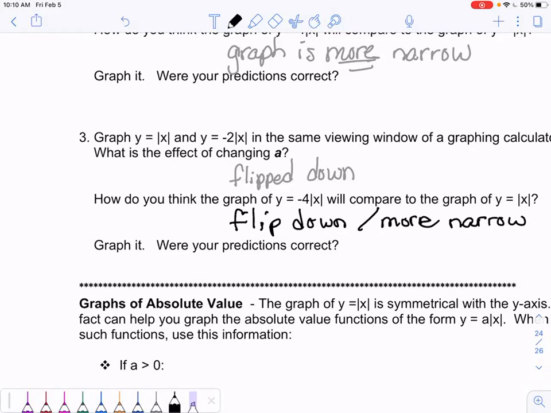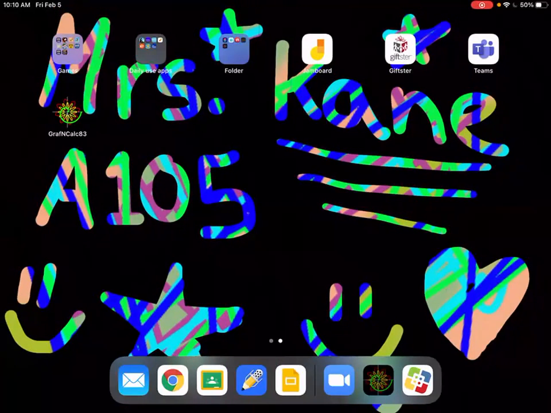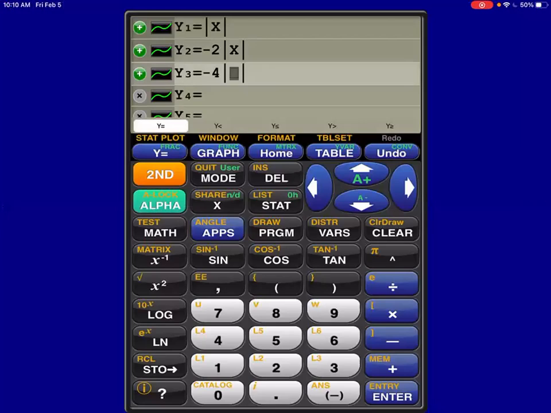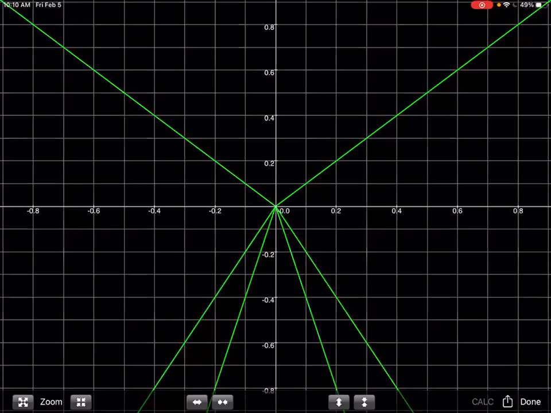And I'm going to show you this graph. So now I have a negative 4 and the X inside. There we go. And now that graph is inside of the other one that I had drawn. So that negative 4 is bigger than negative 2. So a bigger number actually makes the graph narrow. So the bigger the number, the more narrow the graph.